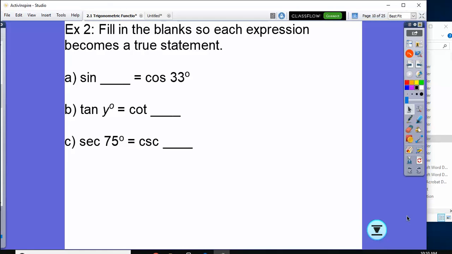Sine and cosine are cofunctions. That means they are equal if their angles are complementary. All I really need to do is find the complement of 33. Or if you like variables, you could think of this as an x for a minute. If they're complements, that means x plus 33 has to equal 90. So x would equal 90 minus 33, 57. So the sine of 57 degrees is equal to the cosine of 33 degrees.